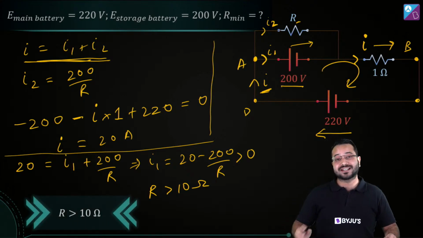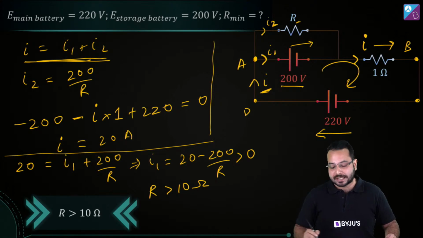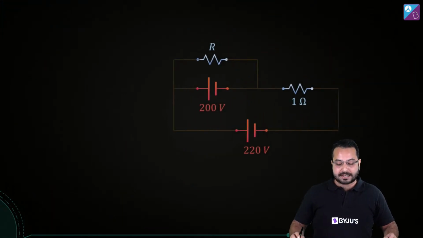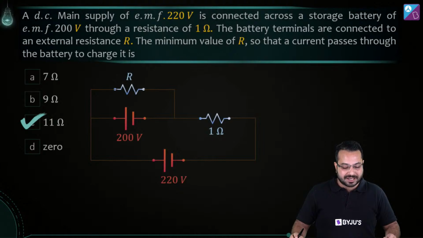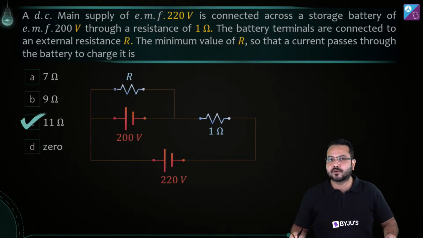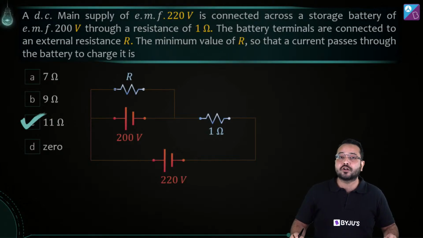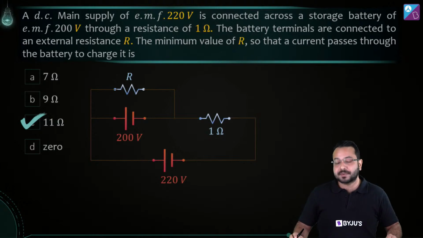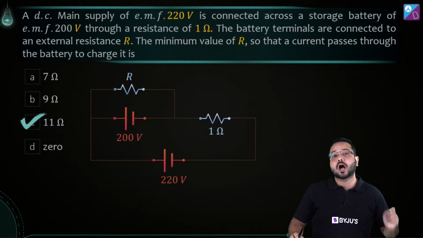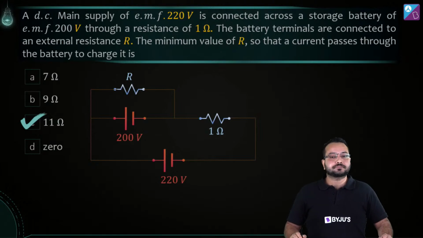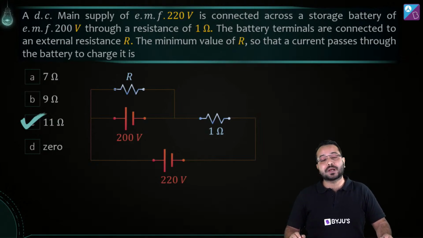The condition is that R should be greater than 10 ohm. Now we can go ahead and look at the options. What are the options? We have 7 ohm. Is that the right answer? Of course not. 9 ohm, certainly not. It has to be greater than 10 ohm. So what will be the correct option? The correct option is going to be option C, 11 ohm. Is that correct? Are we clear with this question?